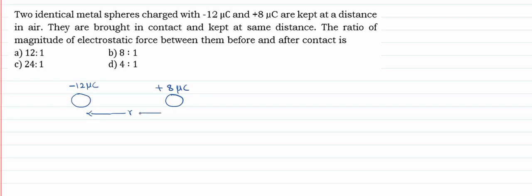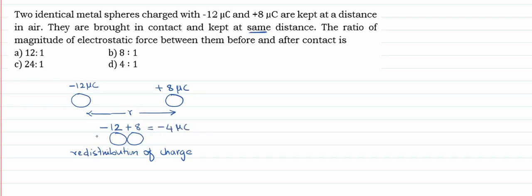So I'll take the distance as r. They are brought in contact and kept at the same distance, he says. So when these two spheres are brought in contact, there will be redistribution of charge. So you are required to take the sum of these two charges, that is minus 12 plus 8, and you will have minus 4 microcoulomb remaining.